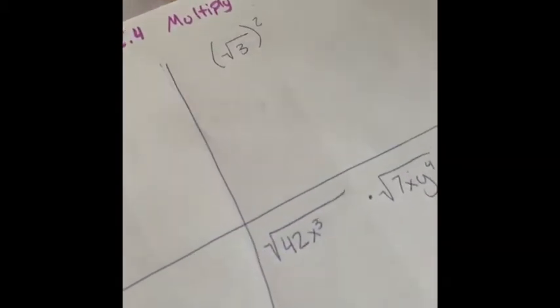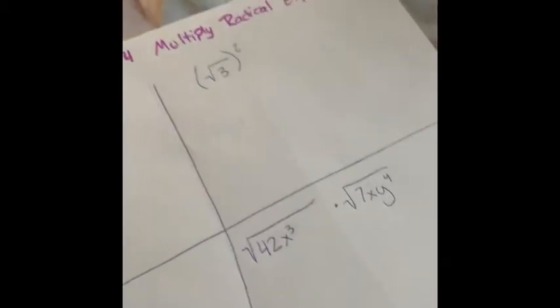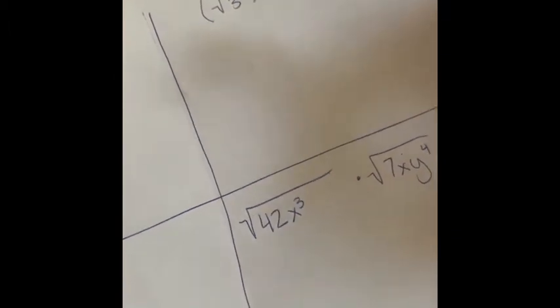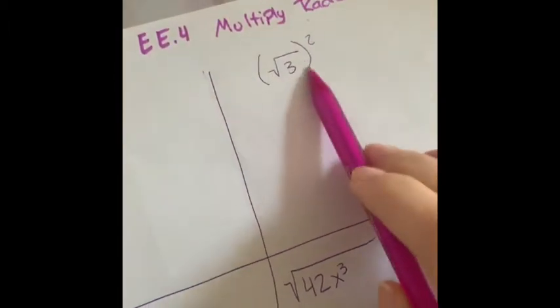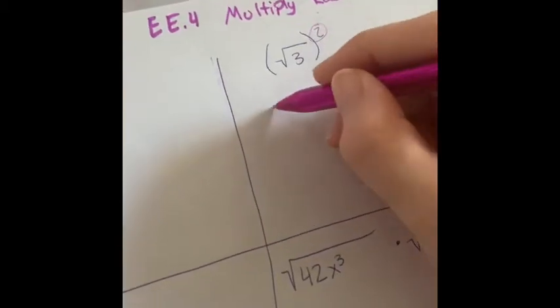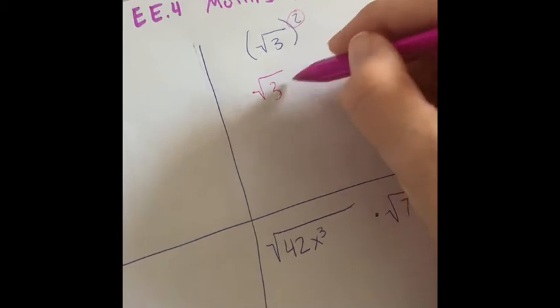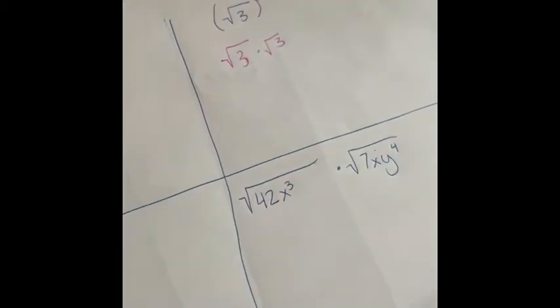Sometimes they're going to be written like this. When they're written this way, I'm going to show you the long way, and then I'll tell you what the shortcut is afterwards. So once you know the long way, you'll understand how to do the shortcut. When you have something with an exponent of 2, that just means you have 2 of that thing. So technically what I have here is the square root of 3 times the square root of 3. I've just got 2 of the same thing, right?